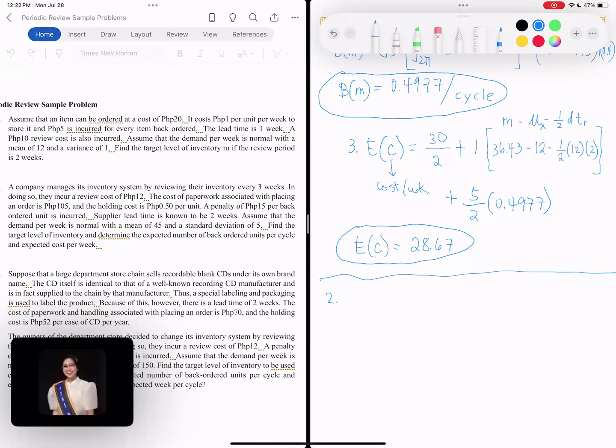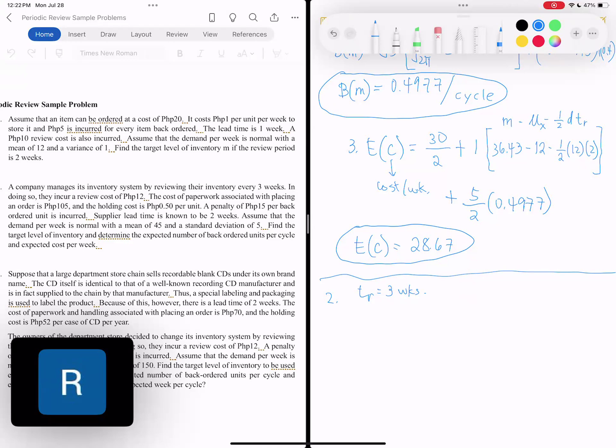TR is equal to 3 weeks. Write the time dimension so you don't get confused. TR is 3 weeks. Next line. In doing so, they incur a review cost of 12.